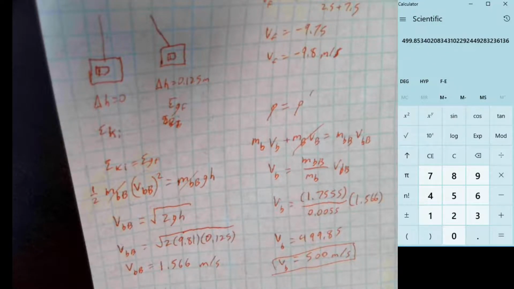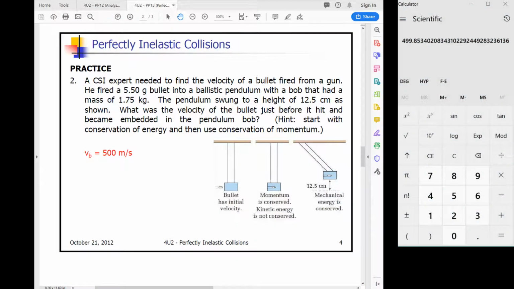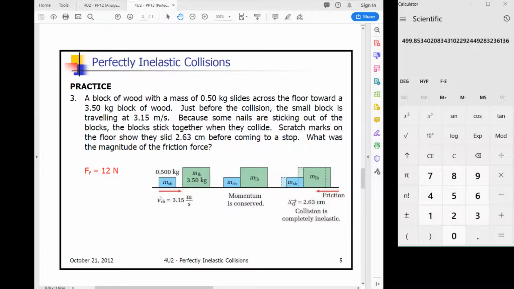Okay, we'll look at one more problem, and that's this one here. I like this problem because it actually involves going back to looking at our forces as well.